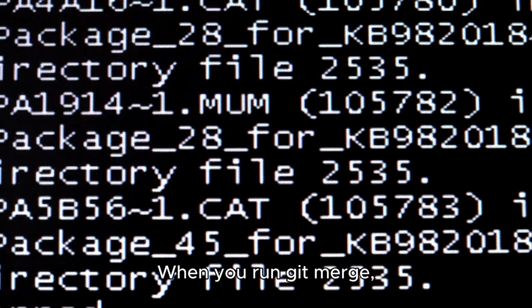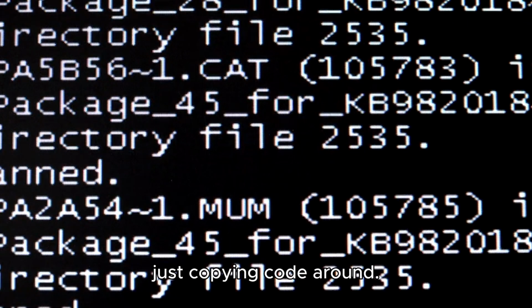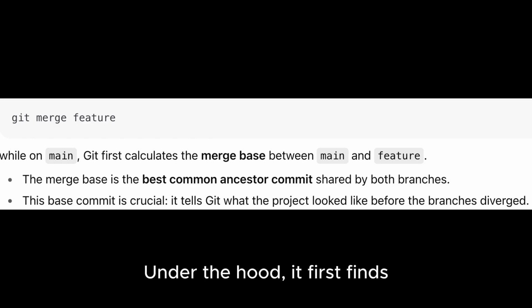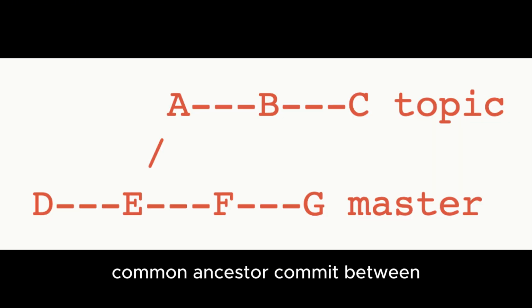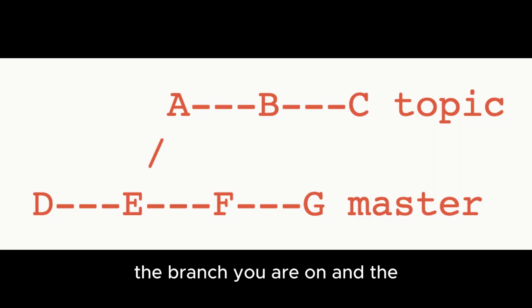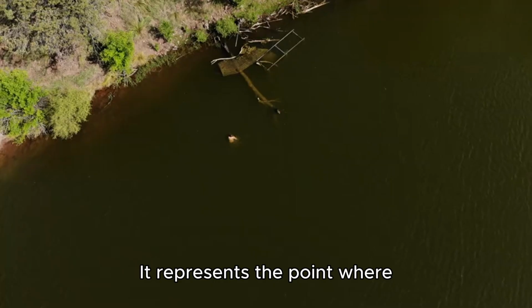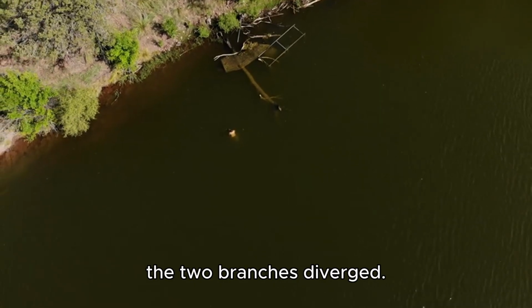When you run git merge, Git is doing more than just copying code around. Under the hood, it first finds something called the merge base. The merge base is the best common ancestor commit between the branch you are on and the branch you want to merge. It represents the point where the two branches diverged.